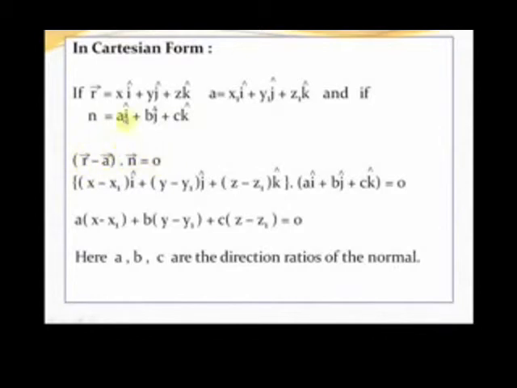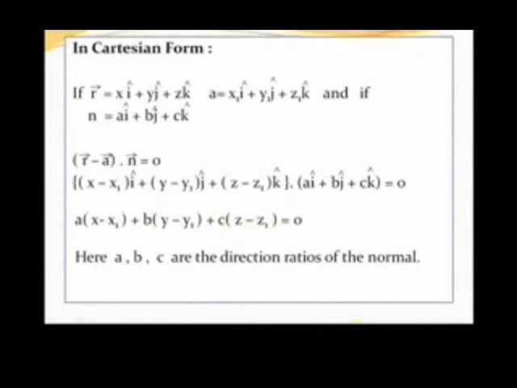Now r minus a is nothing but x minus x1 times i cap plus y minus y1 times j cap plus z minus z1 times k cap, dot vector n, which is a times i cap plus b times j cap plus c times k cap, equal to 0. Now when we take the dot product, we get a times (x minus x1) plus b times (y minus y1) plus c times (z minus z1) equal to 0.